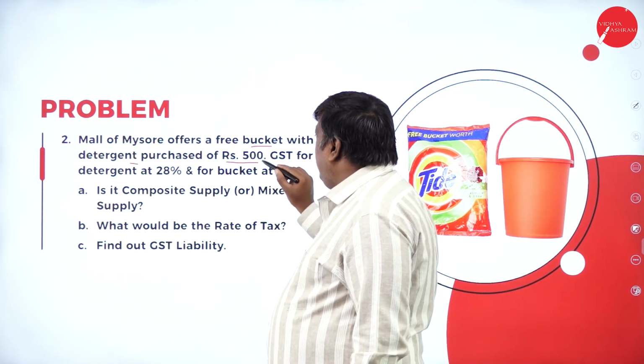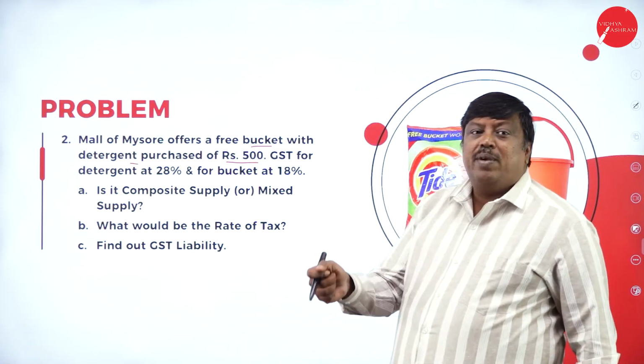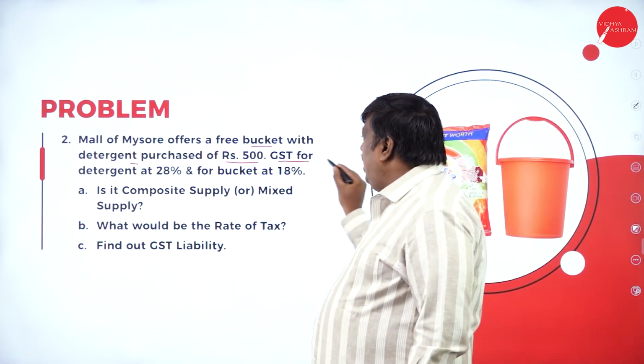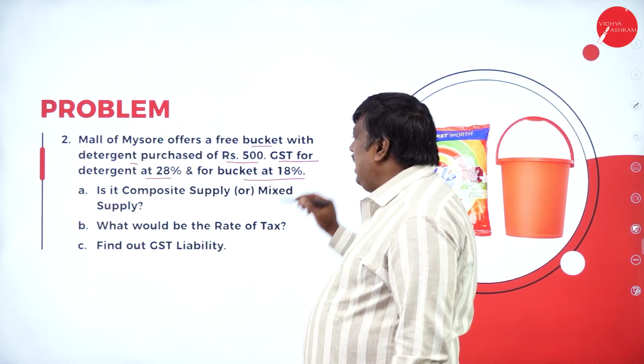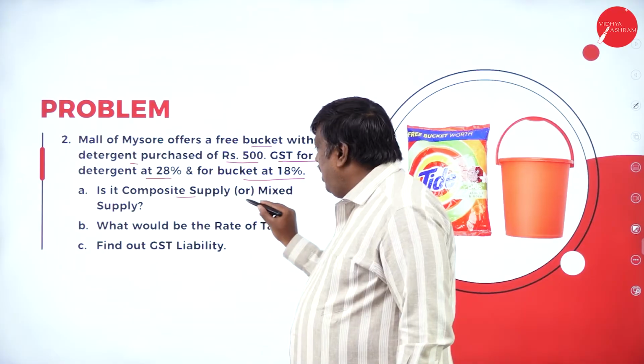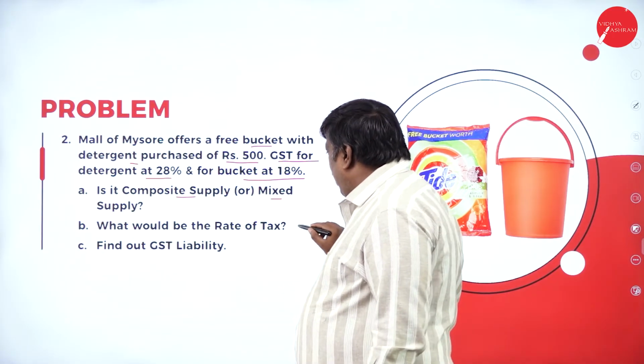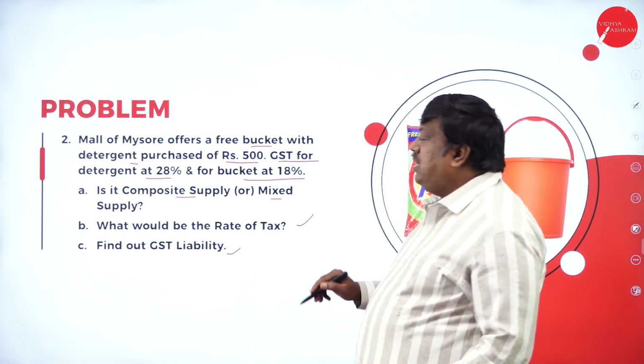Next, Mall of Mysore offers a free bucket with detergent purchased. I purchased a detergent for 500 rupees and they've offered me a bucket. GST for detergent is 28% and for bucket it is 18%. Whether it is a composite supply or mixed supply, what is the rate of GST and what is the amount of GST I have to pay?